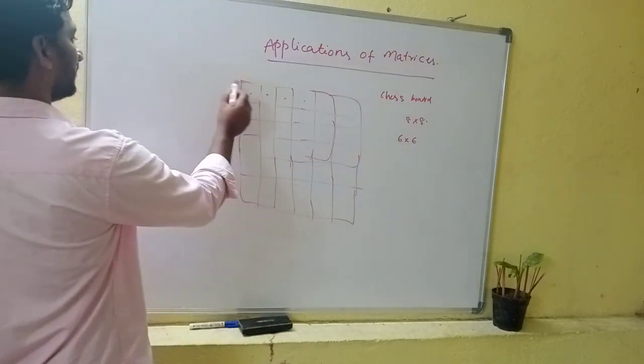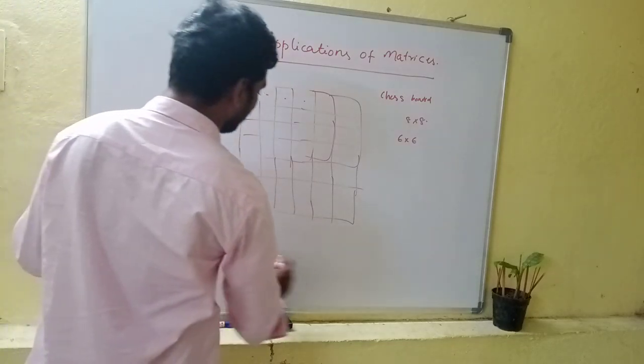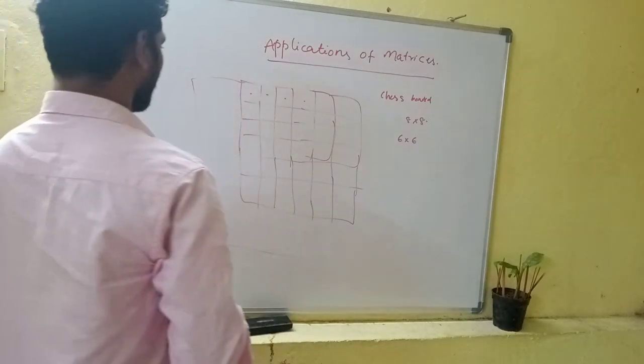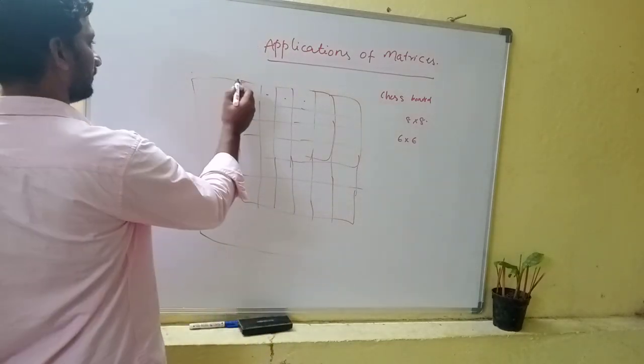But there are 8 in the chessboard, right? So how much is left? The left we can show with black pen.